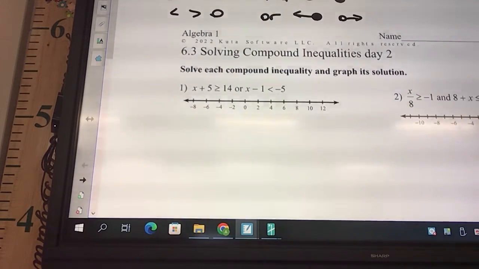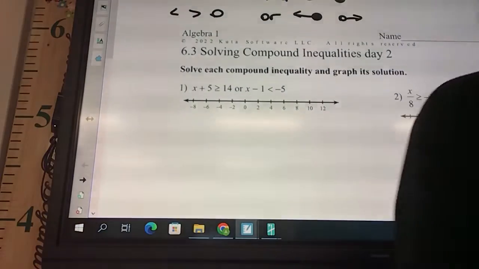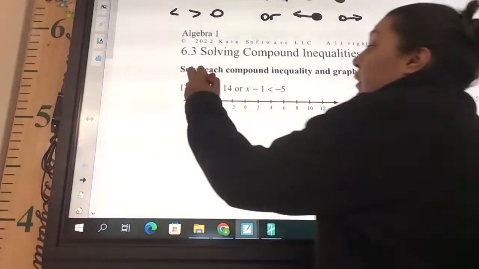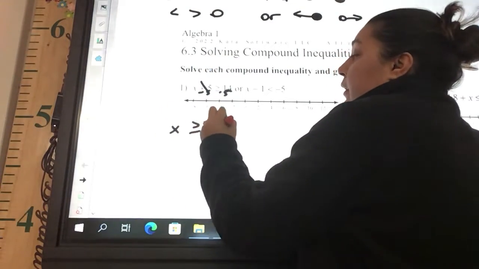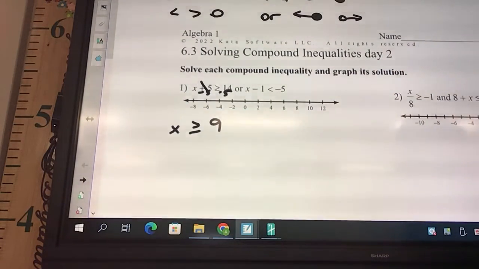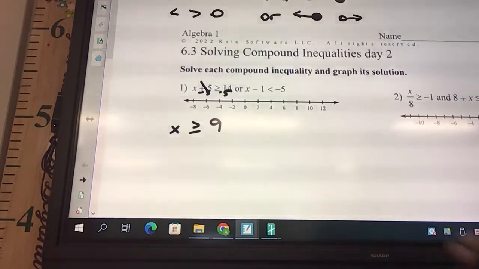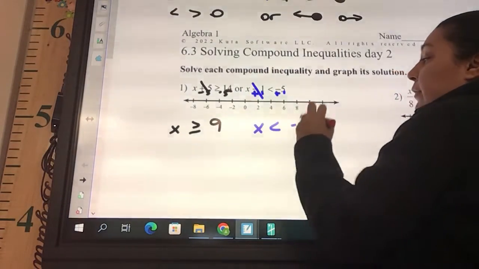Okay, so if we look at equation 1 on the first one, is it an "and" or an "or"? It's an "or", so we know what it should look like, okay? Now, how do we solve this first equation? Minus 5 on both sides. Okay, and what is 14 minus 5? 9. Okay, so our first one solved. What about the second equation? Plus 1. Good. Negative 5 plus 1? It's going to be negative 4.